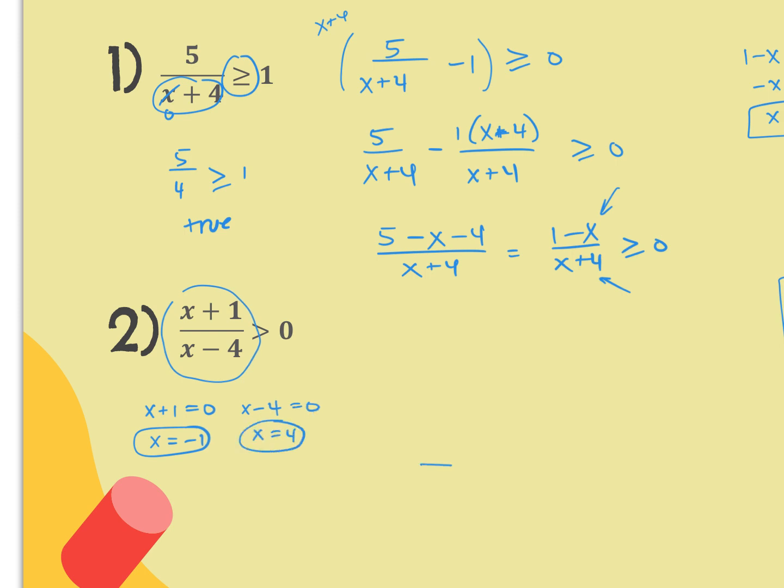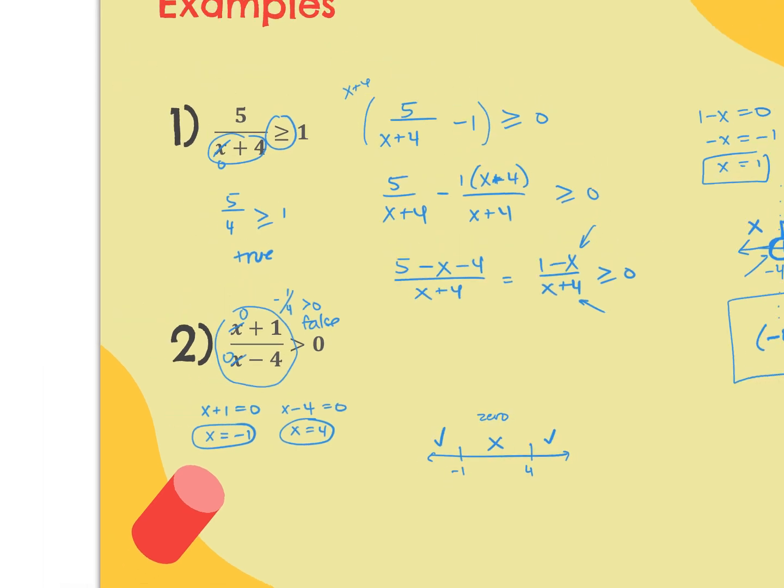So I go over to my graph, and I create my little partitions, right? I've got -1 and +4. And again, 0 is here. So I'm ready to plug in and try 0. So this is 0, this is 0. And I'm going to get -1/4 on the left is greater than 0. And that's false. So 0 is not a solution, which means then this side is and this side is.